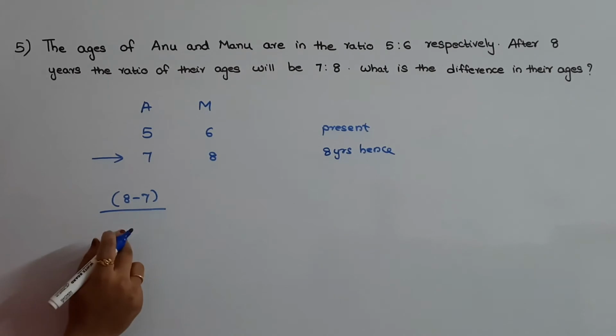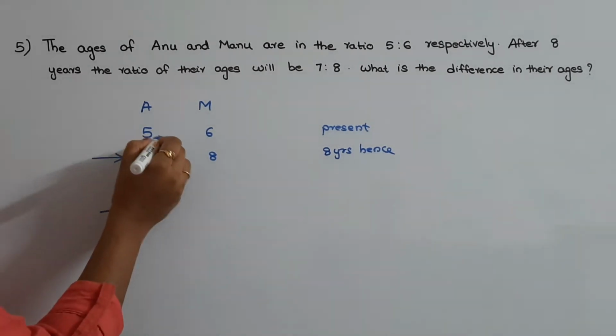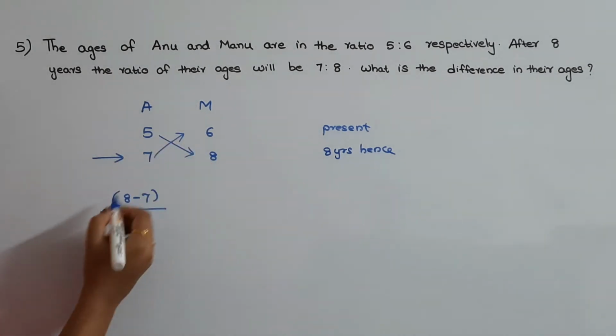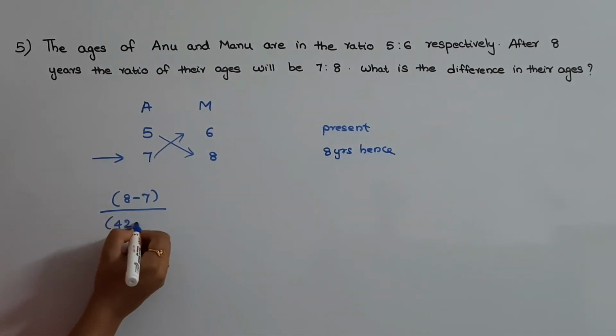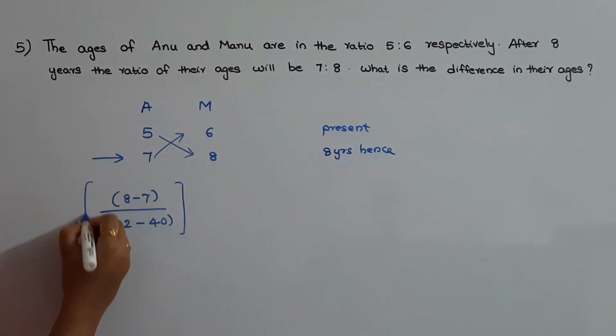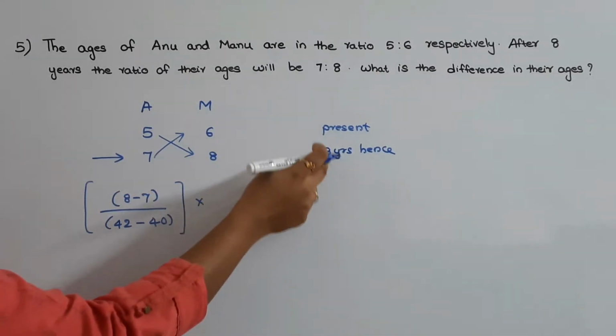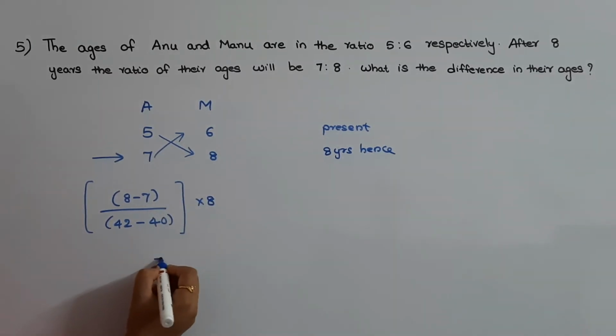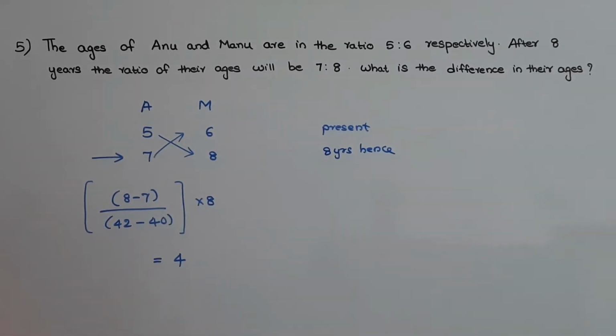Then in the denominator, we need to take the difference of the ratios after cross multiplying. That is 7 into 6, that is 42, minus 8 into 5, that is 40. Now we need to multiply this fraction to the effective difference in year, that is 8. So on solving this, we will get it as 4.